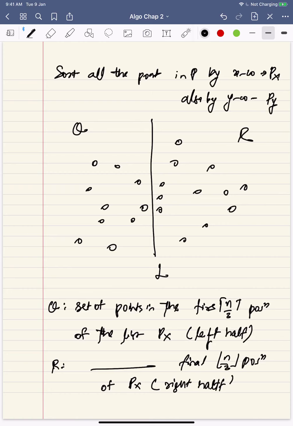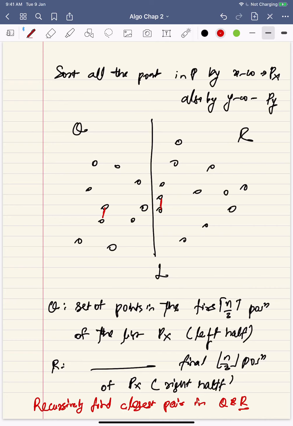Now you recursively determine the closest pair of points in both Q and R. So let's say in Q you find some closest pair here, in R you find some closest pair here. After you divide, you recursively find the closest pair in Q and R. Fine. Now how will you proceed?